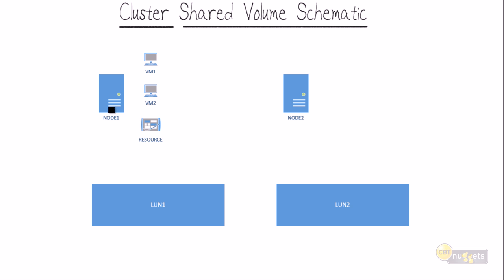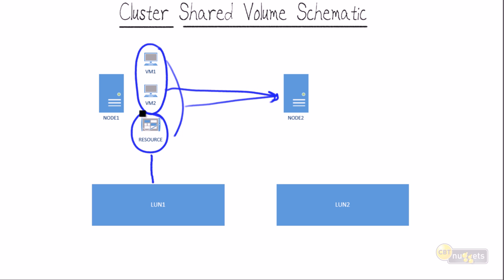And typically, if node 1 is hosting two VMs in this resource on LUN 1, if we need to fail over those guys to node 2, that's going to require unmounting the whole thing. Now, what if we just wanted to live migrate these VMs over? What's going to happen to the other resources that are attached to that LUN?